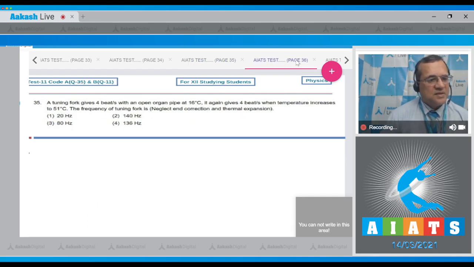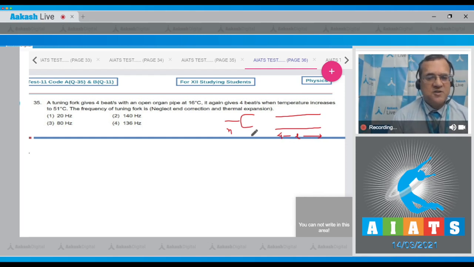Question number 35 says a tuning fork gives 4 beats with an open organ pipe at 16 degrees centigrade. It again gives 4 beats per second when the temperature increases to 51 degrees centigrade. Find the frequency of the tuning fork. Now, dear student, what is happening? This is the tuning fork with a certain frequency, say n. And this is the open tube with length L.